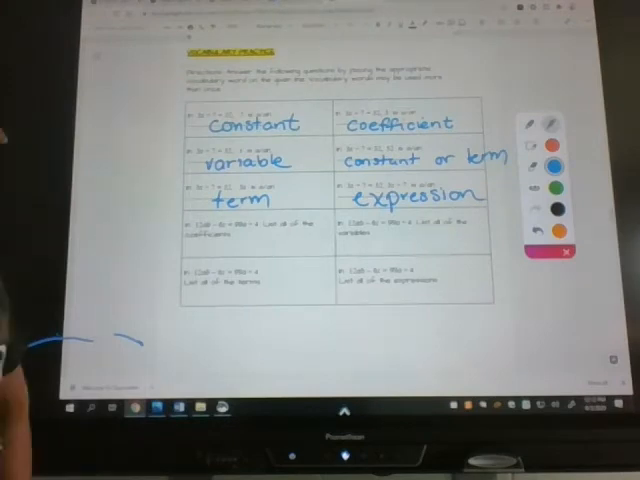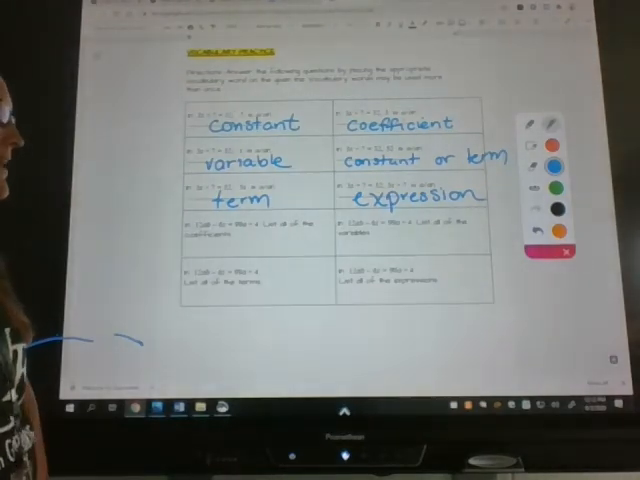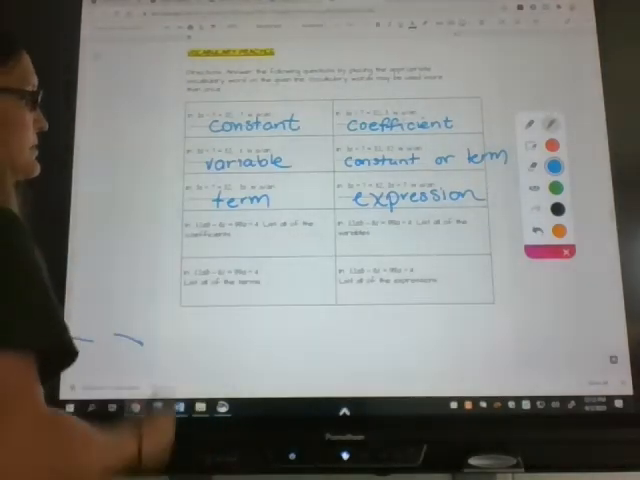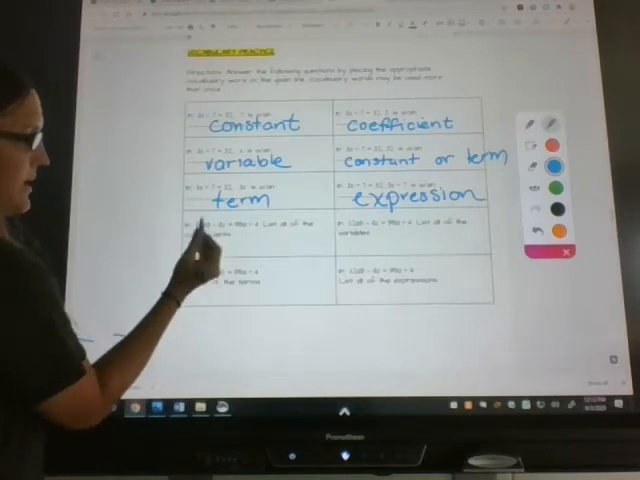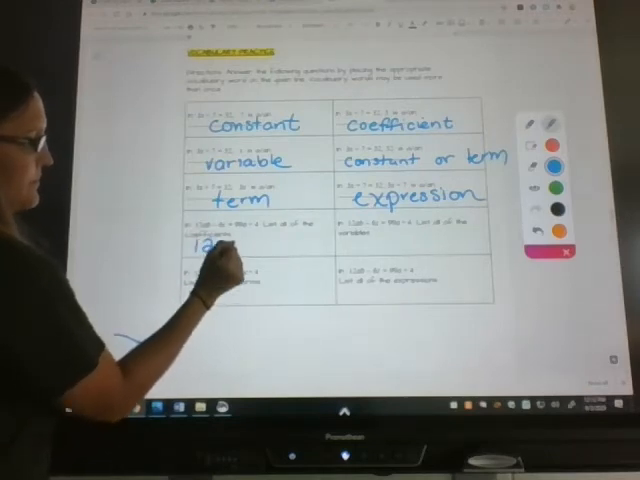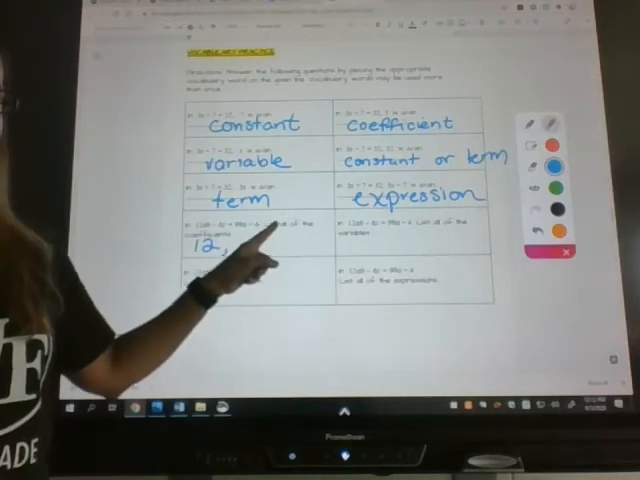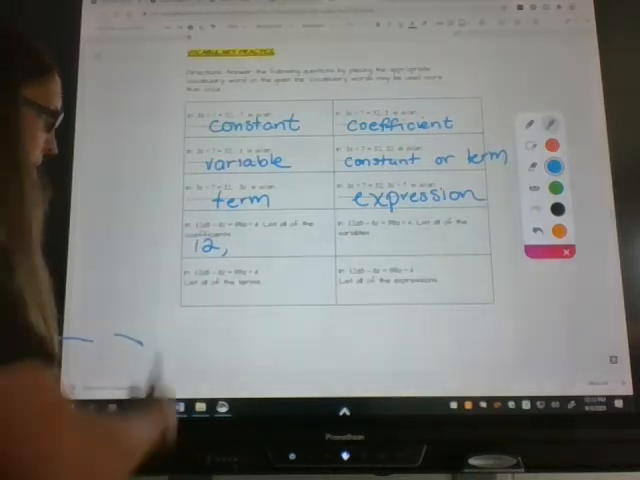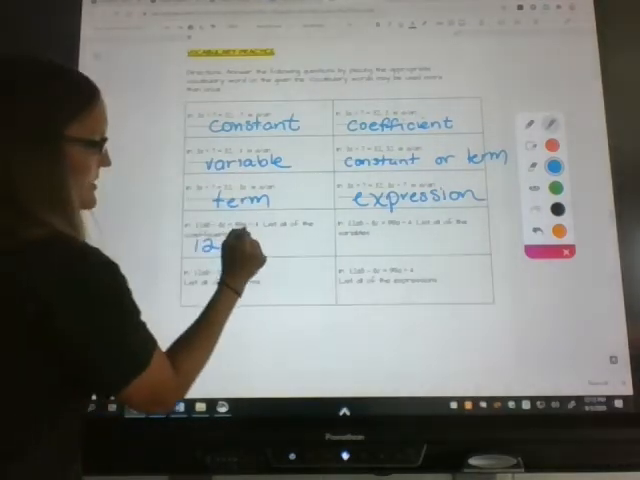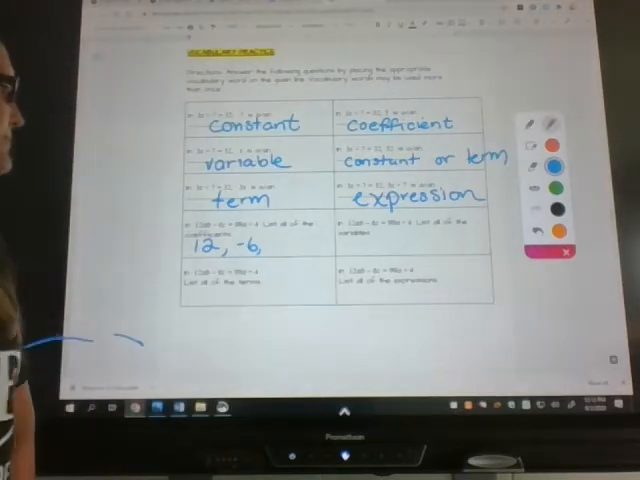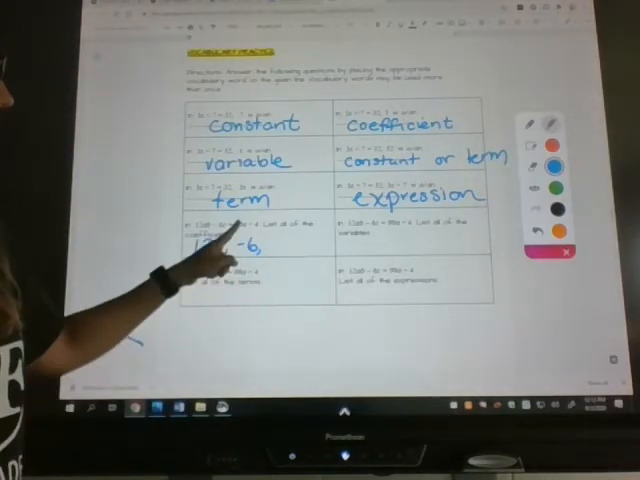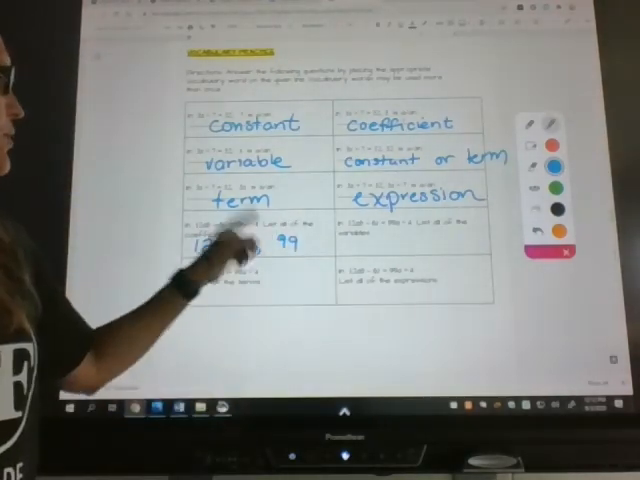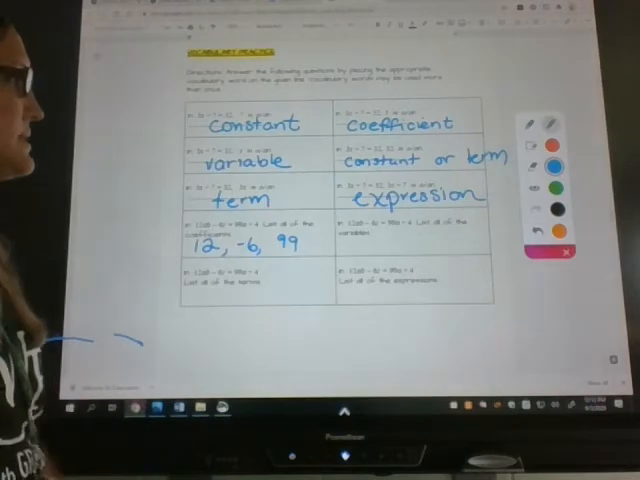Okay, in 12ab minus 6z equals 99a plus 4, list all of the coefficients. So remember, the coefficients are the numbers in front of variables. So here I have 12ab, so the coefficient is 12. Here I have a minus 6z, so we're going to take the number in front of the z, the 6, but you want to take that minus sign with it. So it becomes a negative 6. Now on this side of the equation, in front of the a, we have a coefficient of 99. And then the 4 won't be considered a coefficient. That's a constant because it's by itself.